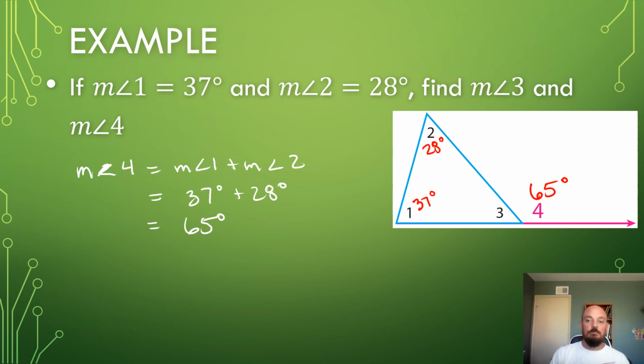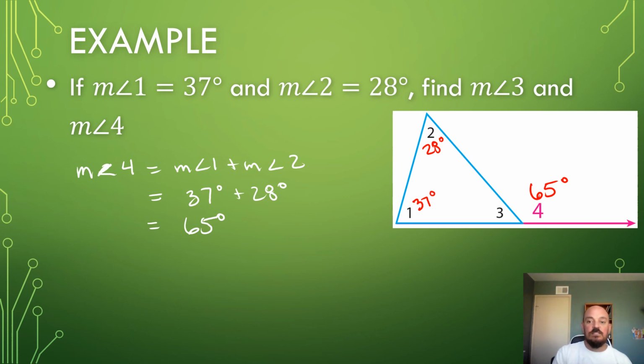Okay, so now I want to find the measure of angle 3. The way I said I was going to do that first was to say, well, I know the 3 of them all add up to 180, and I can use that to find 3. Well, now that I found 4, I have an easier way. Angle 3 and angle 4 are a linear pair. They have to add up to 180.